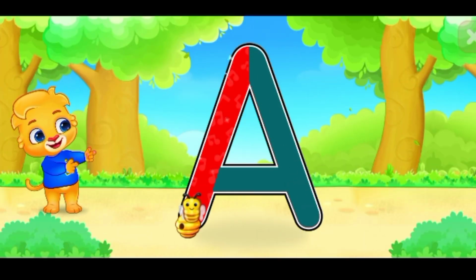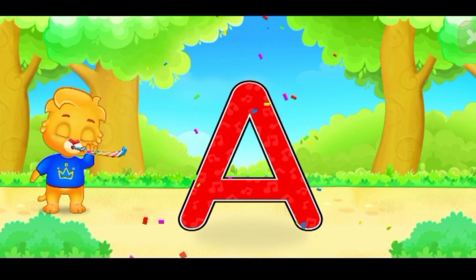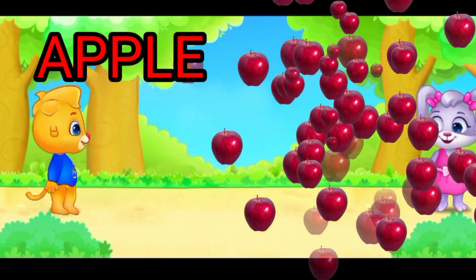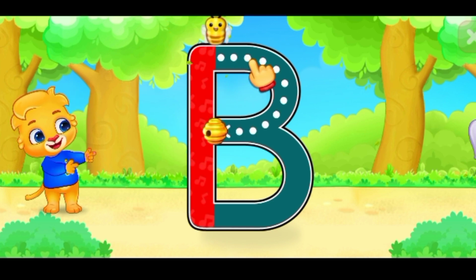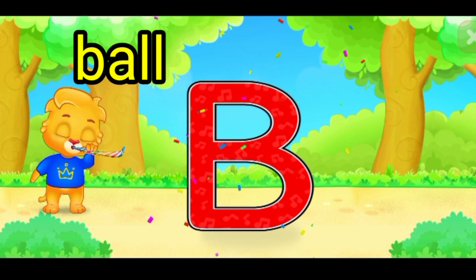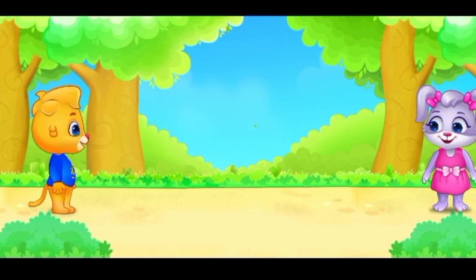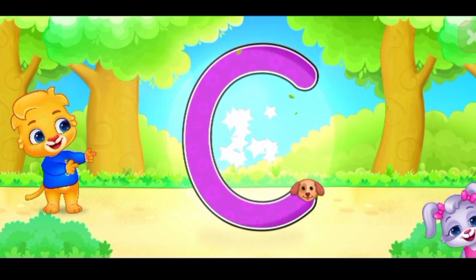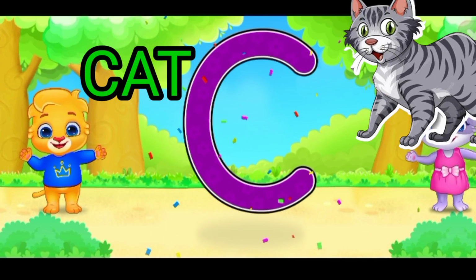A. Bahut achha. A is for apple. B. Ba. Ba. Shabash. C is for ball. C is for cat.